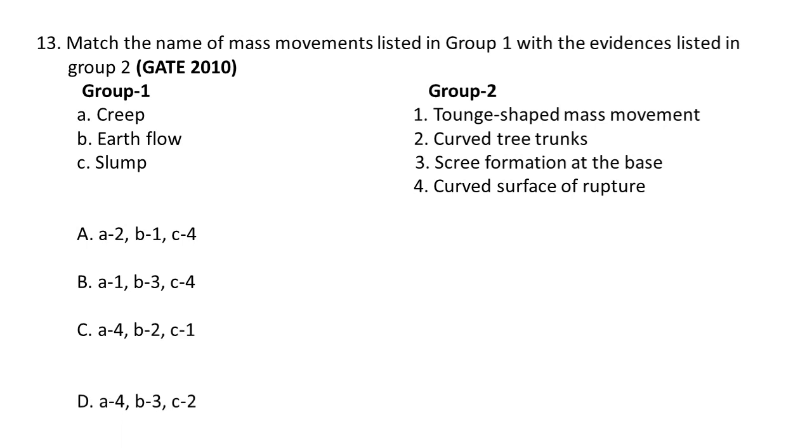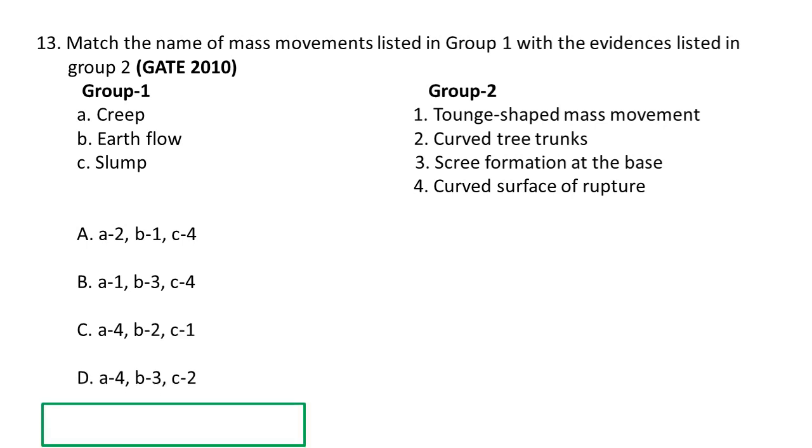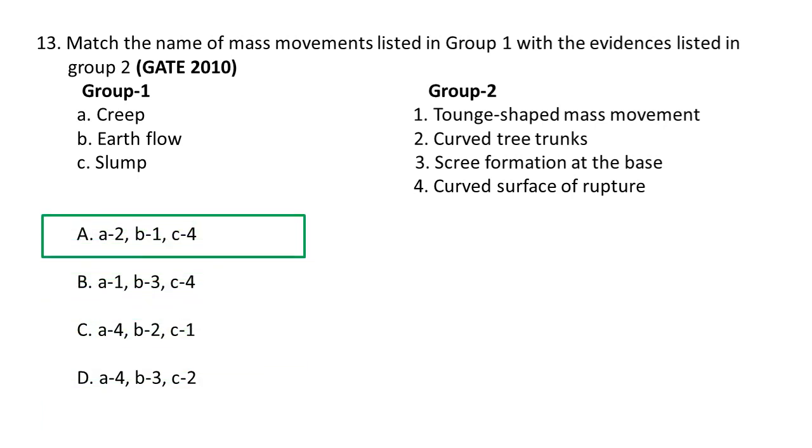So, from this the correct option is A. Creep is seen in the curved tree trunks, and earth flow is seen as a tongue shaped mass movement, and slump is nothing but the curved surface of rupture. So, A is the correct option.